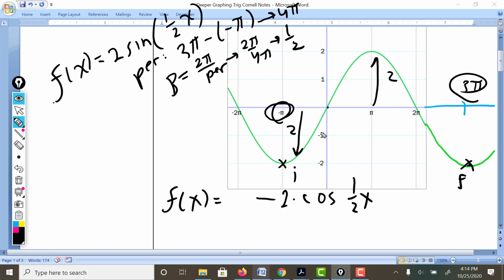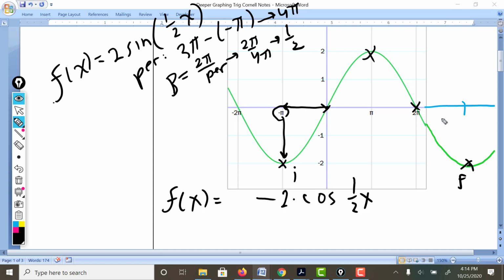This whole thing shifted. Let me erase these. It shifted over. It should have been here, but it shifted over to this point right here, to negative pi. So we do know, this is the first point of this graph, right? Here's point 1, here's point 2, here's point 3, here's point 4, and here's point 5. So we know the first point is negative pi. So the horizontal shift is negative pi. But that's not going to go here because it's going to be bx plus c, right?